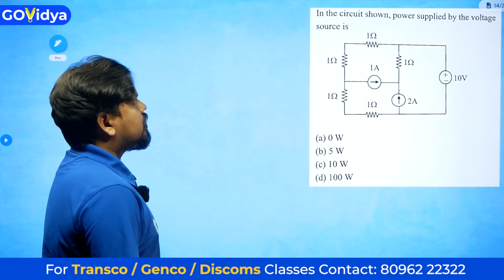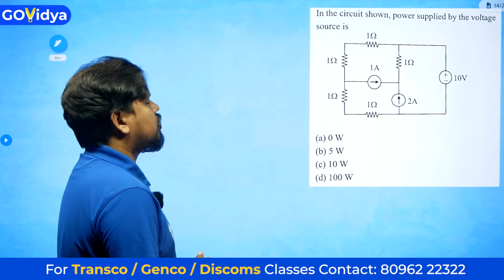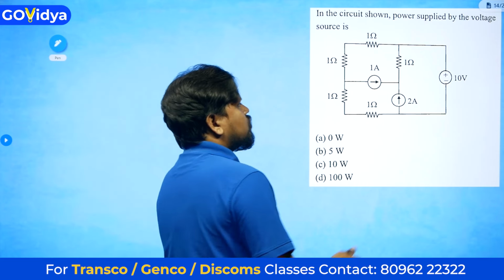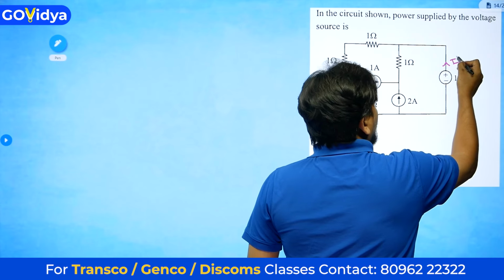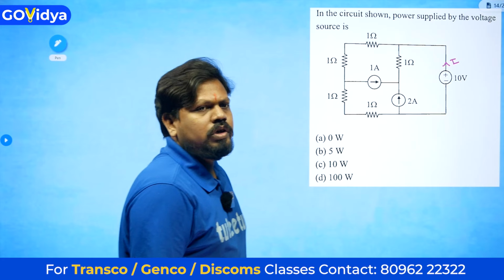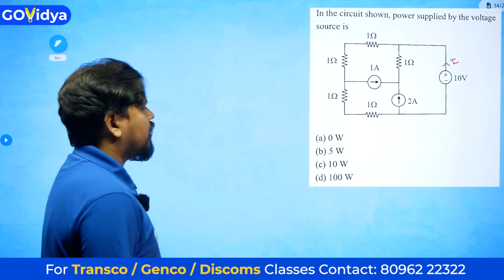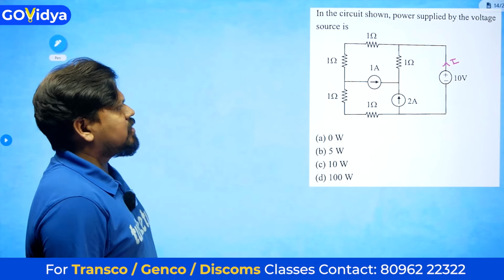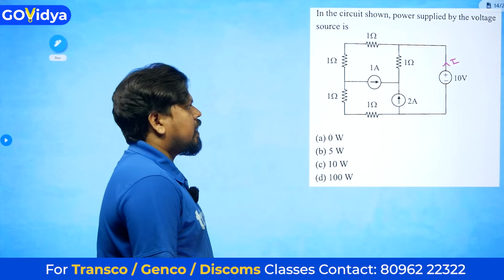So the next question: in the circuit shown, power supplied by the voltage source is? Supplied means we need to find out the current here first. Then we calculate that current and multiply with the voltage, you will get the power. Anyhow, power values all are 0, 5, 10 and 100 watts only, so whatever the current direction may be, no problem for us. We need to find out the magnitude of current here.